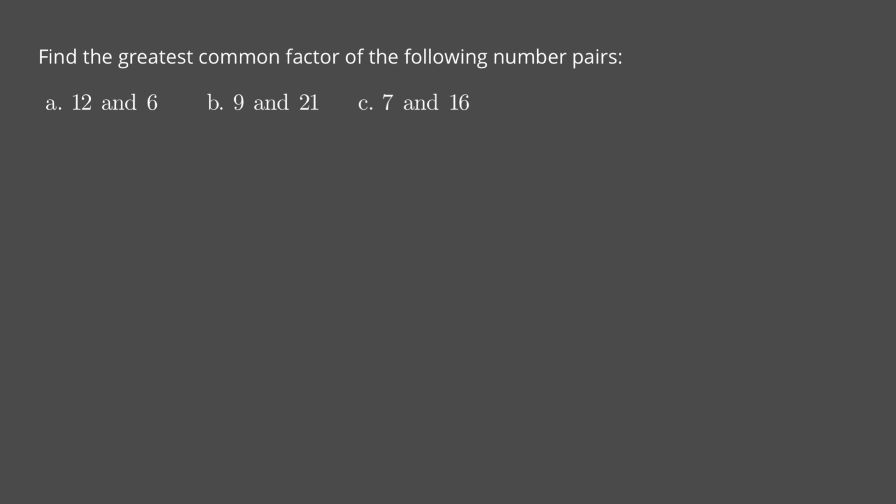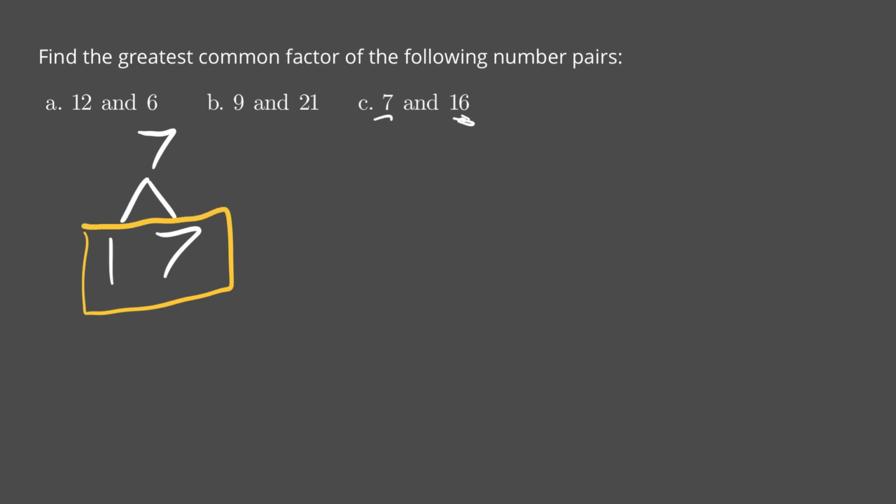For our final example, problem C, we have 7 and 16. Following the same pattern, 7 can be factored into 1 and 7 and nothing else. So let's put a yellow box around those. And then 16.